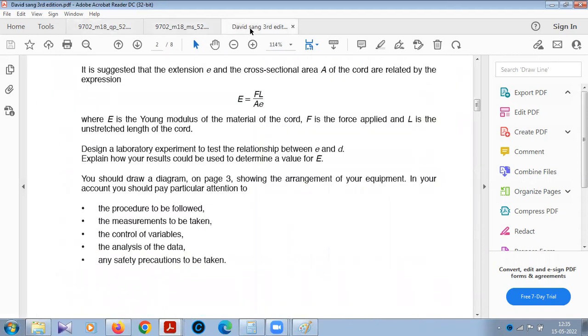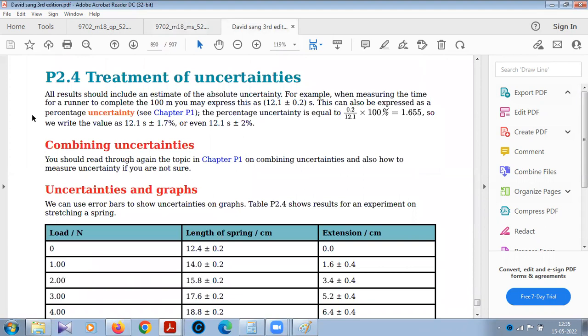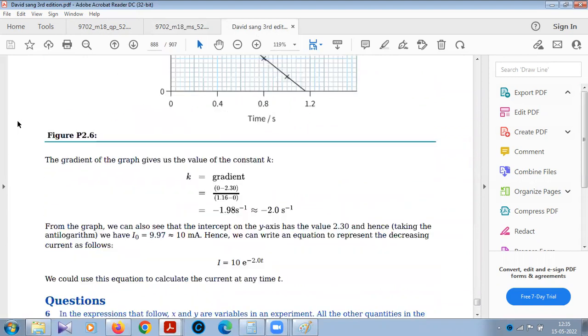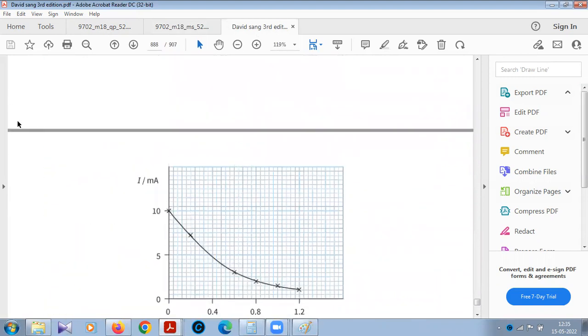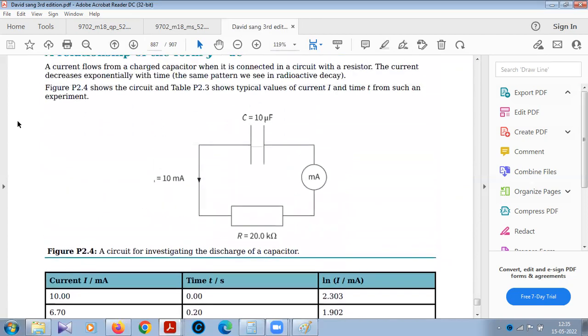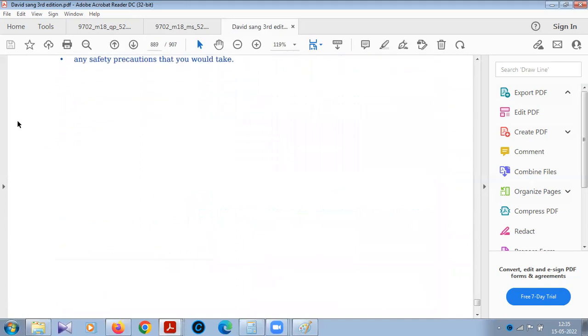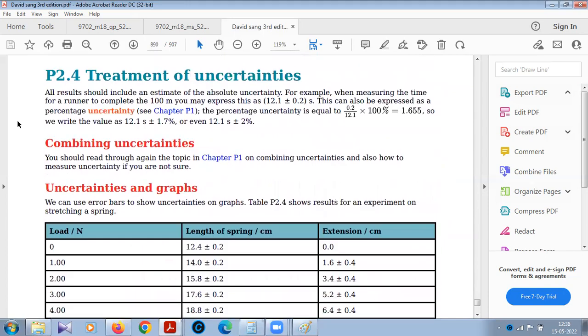Also, in the book, if you take the PDF I have given you, or if you have the hard copy, that is very good. Close to the end of the book, things related to this paper 5 are given: how to plot the graph, and about errors, especially treatment of errors, how we find the errors, and different types of errors. So what I will suggest is you read this.